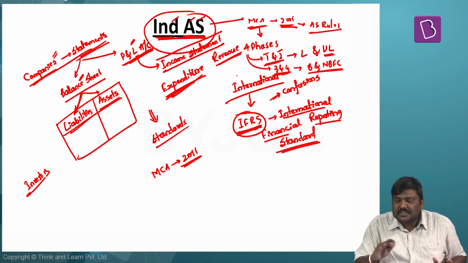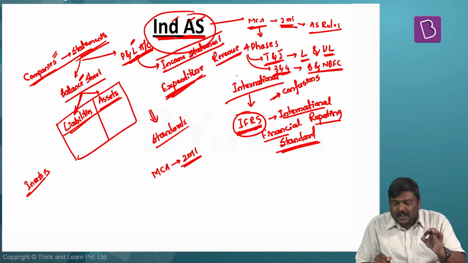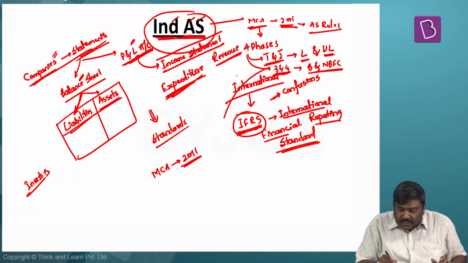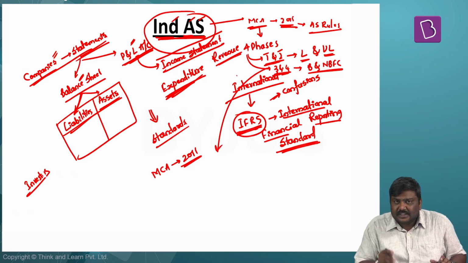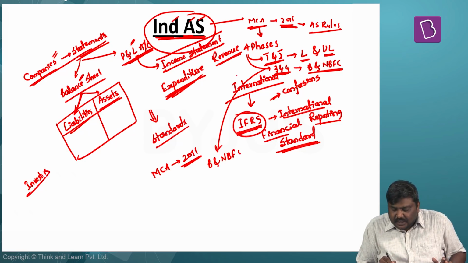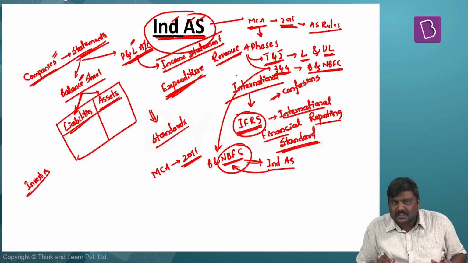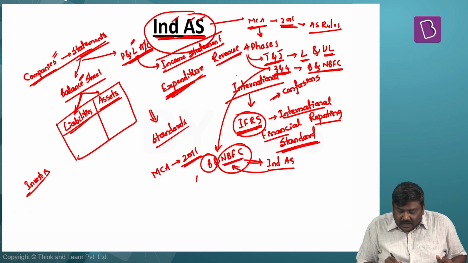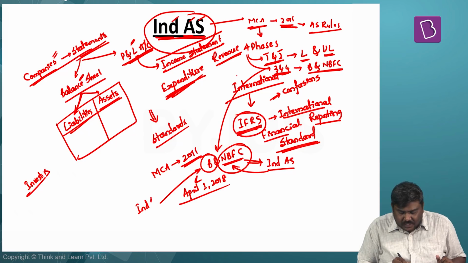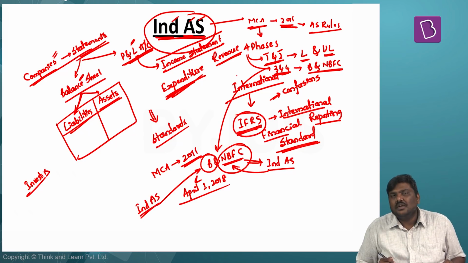The first and second phase has already covered the companies, listed as well as unlisted. In the third and fourth phase, they are going to cover the banks as well as NBFCs. The NBFCs have already been brought under Ind AS, that is, Ind AS has been applicable to NBFCs from last year itself. From April 1st, 2018, RBI was supposed to introduce applicability of Ind AS rules in the banking sector also.